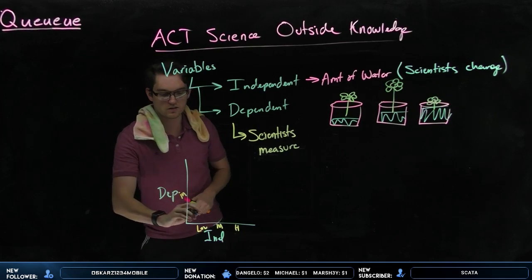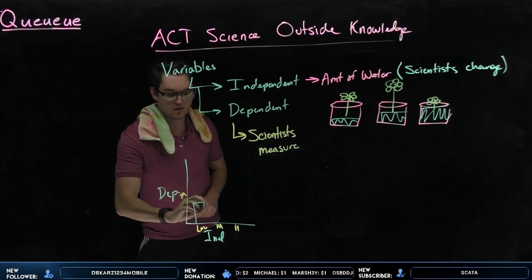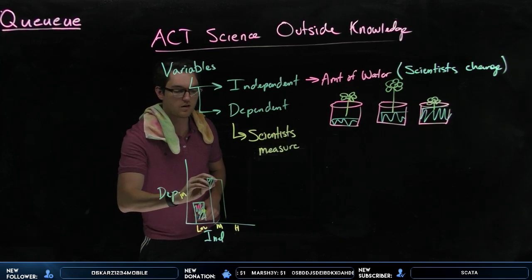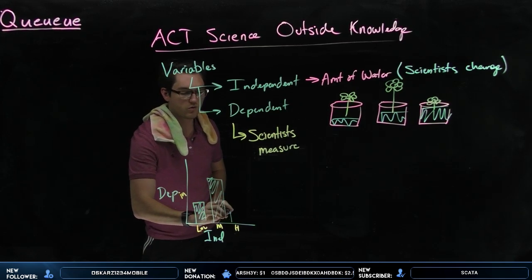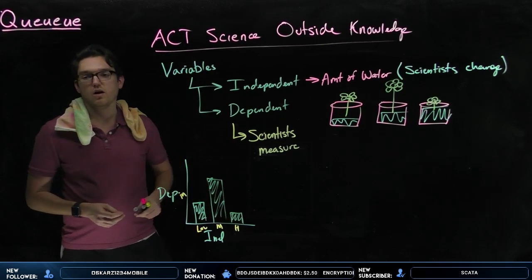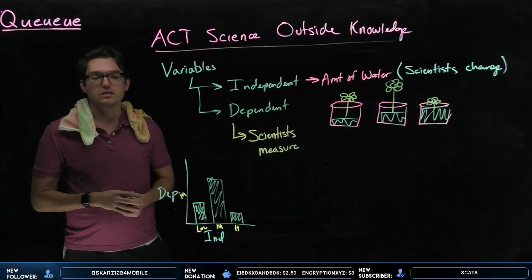And just very simple, there's the amount of growth for low, there's the amount of growth for medium, and then there's the amount of growth for high amount of water. Okay. So, dependent goes on the y, independent goes on the x-axis.